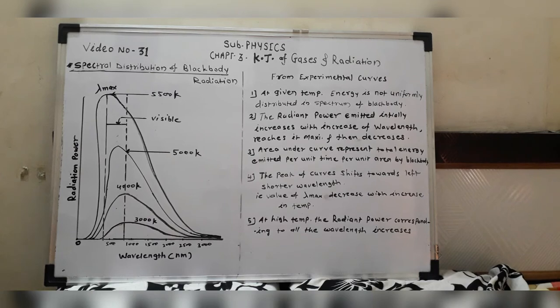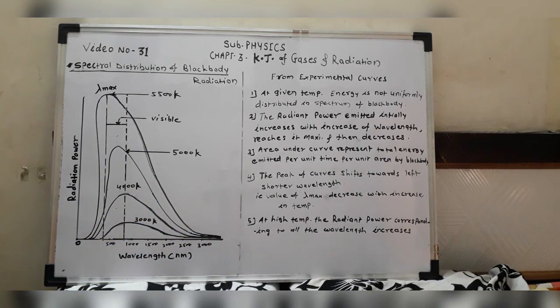The last observation is that at higher temperature, the radiant power, that is the total energy emitted per unit time per unit area, corresponding to all the wavelengths, increases.